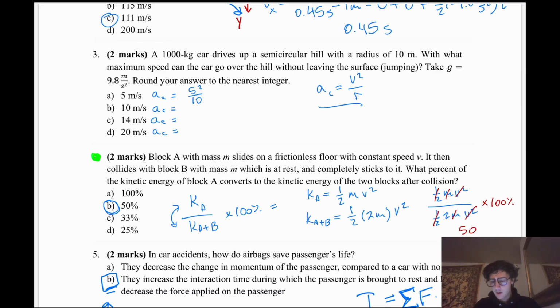So peep this. 5 meters per second times 5 divided by 10. This is 2.5, and this is meters per second squared. You can do the units if you're interested. The next one is 10 times 10 divided by 10. This is just 10 meters per second squared. And it says round your answer to the nearest integer. Okay. If we get, wait a second. 9.8.